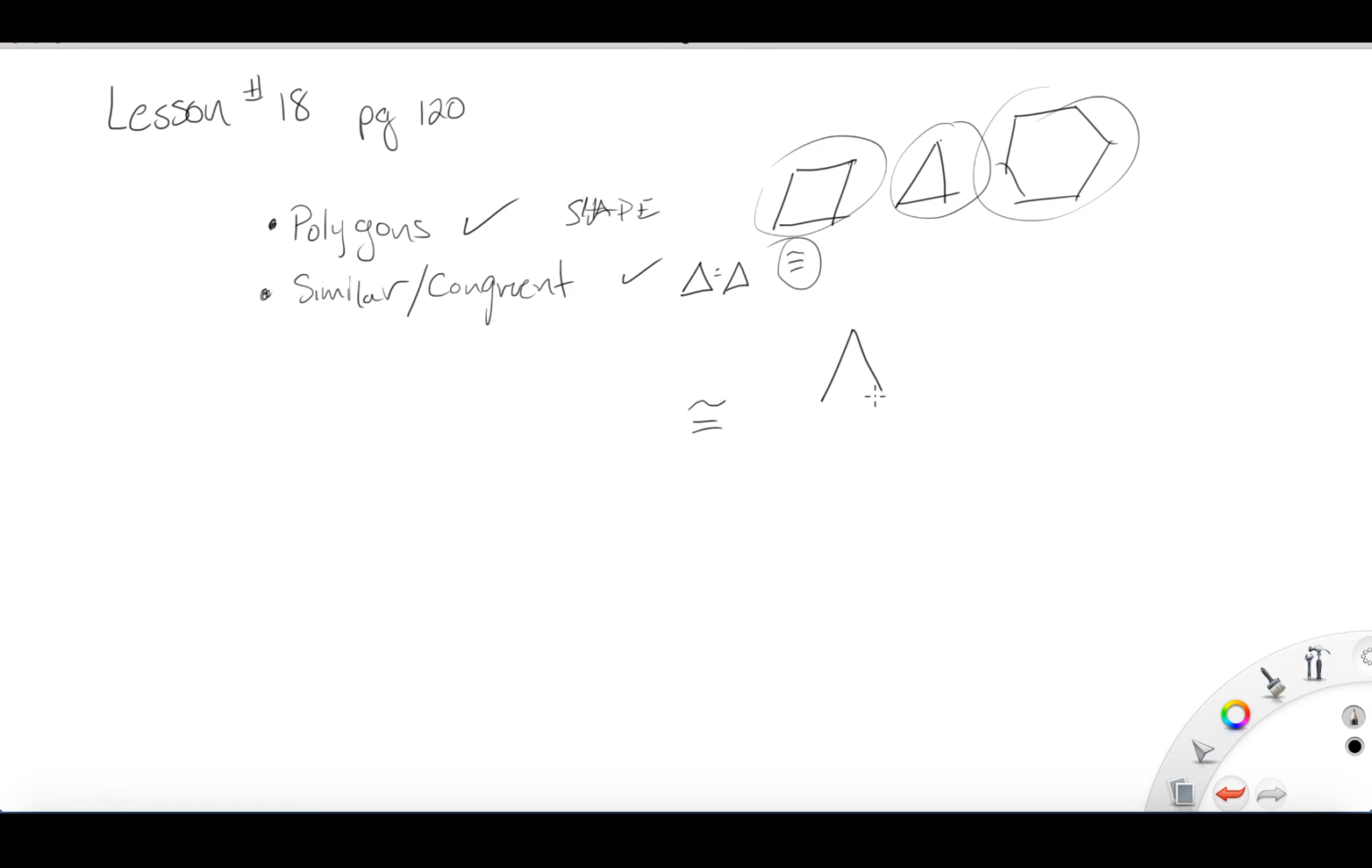Similar would mean that I have a large one and a smaller scale one. They're similar, but they're not congruent, okay, which means they're not equal. This may have a value of 5, this may have a 2. Okay, so they're similar, but they're not congruent. Anyway, let's get to the lesson.